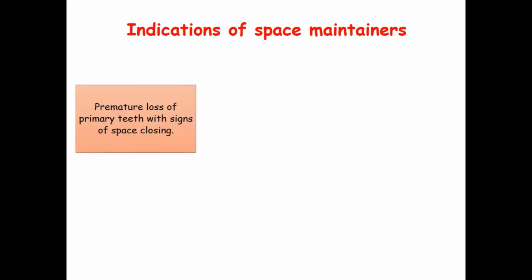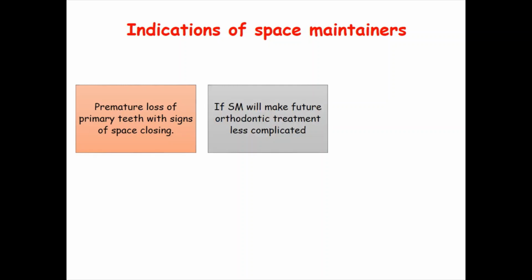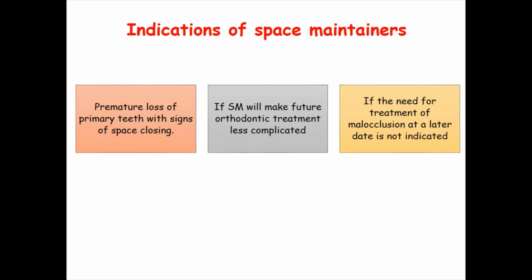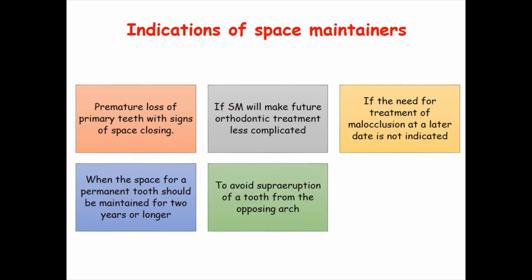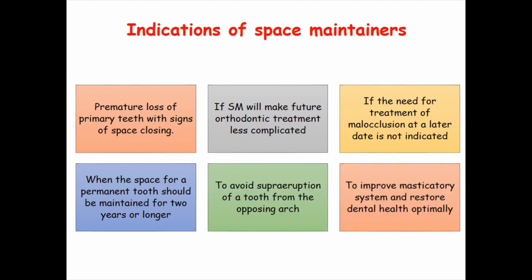Moving on to the indications of space maintainers. Space maintainers are indicated when there is a premature loss of the primary teeth and there are signs of loss of space, if the space maintainer will make future orthodontic treatment less complicated, if the need for treatment of malocclusion at a later date is not indicated, when the space for a permanent tooth should be maintained for 2 years or longer, to avoid supraeruption of the tooth from the opposing arch, to improve the masticatory system and restore the dental health optimally.